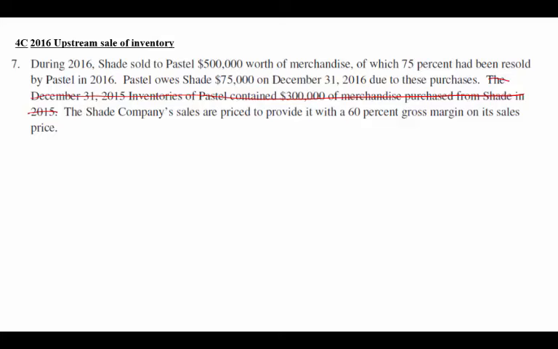But we need to know that Shade Company's sales are priced to provide it with a 60% gross margin on its sales price. So based on the way the information is presented, we'll assume that that gross margin relates to both years. Okay. So step 1, has there been an intercompany sale during the current year? Yes, and the value of that sale was $500,000. So our first entry will be to eliminate that intercompany sale.